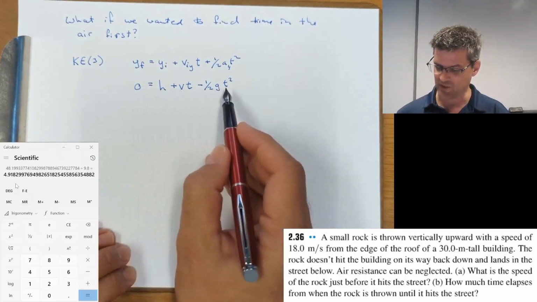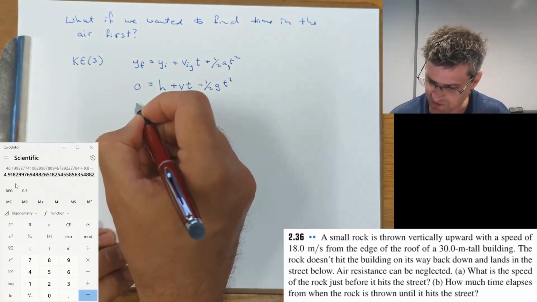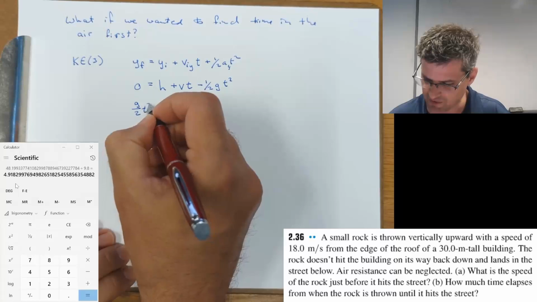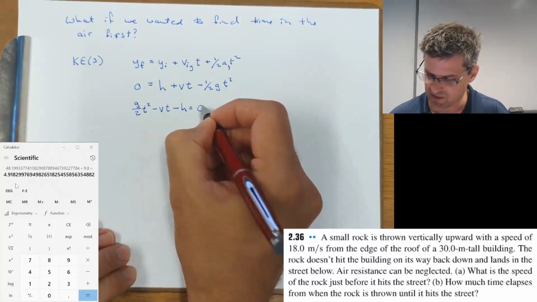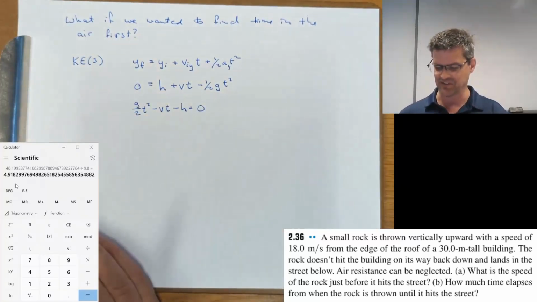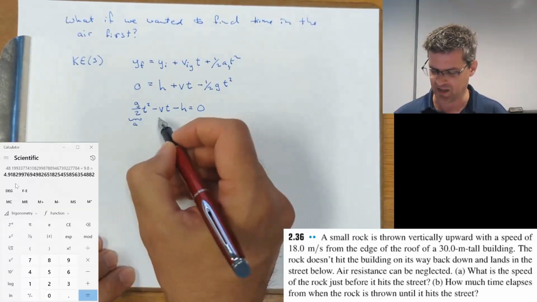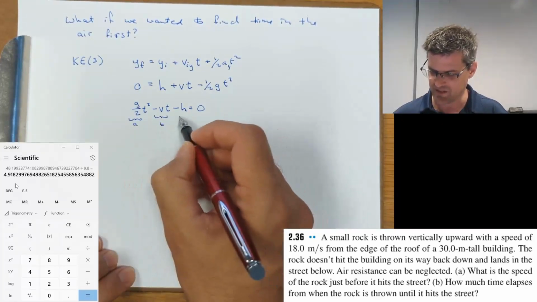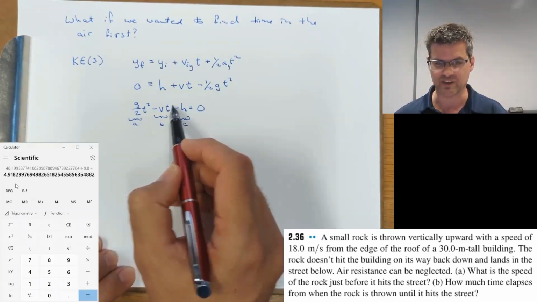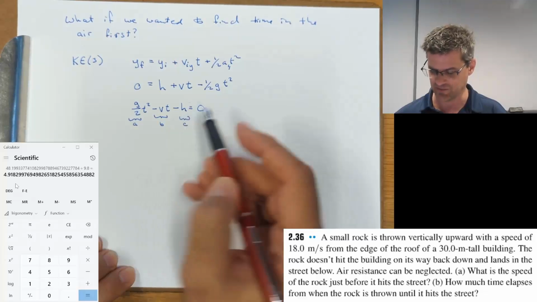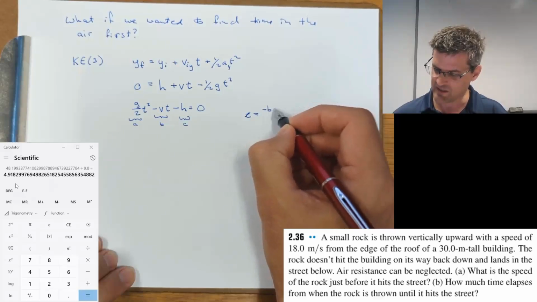This is a quadratic equation in time. So rearranging terms, I'm going to call this g over 2 t squared minus vt minus h equals 0. So I just pulled everything over to the other side. And this is a quadratic equation where we would normally call something like this a, something like this b, something like this c. The coefficient of t squared, the coefficient of t, the coefficient of t to the 0. And from here we can use the quadratic equation, which would say this.